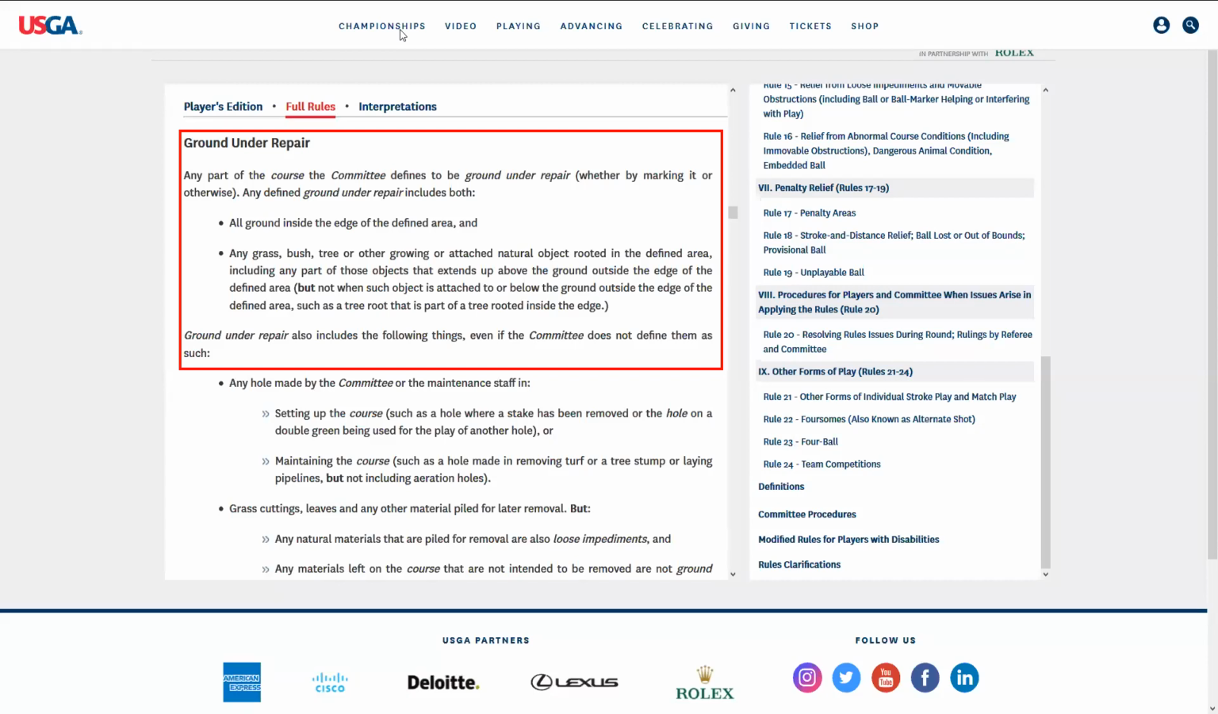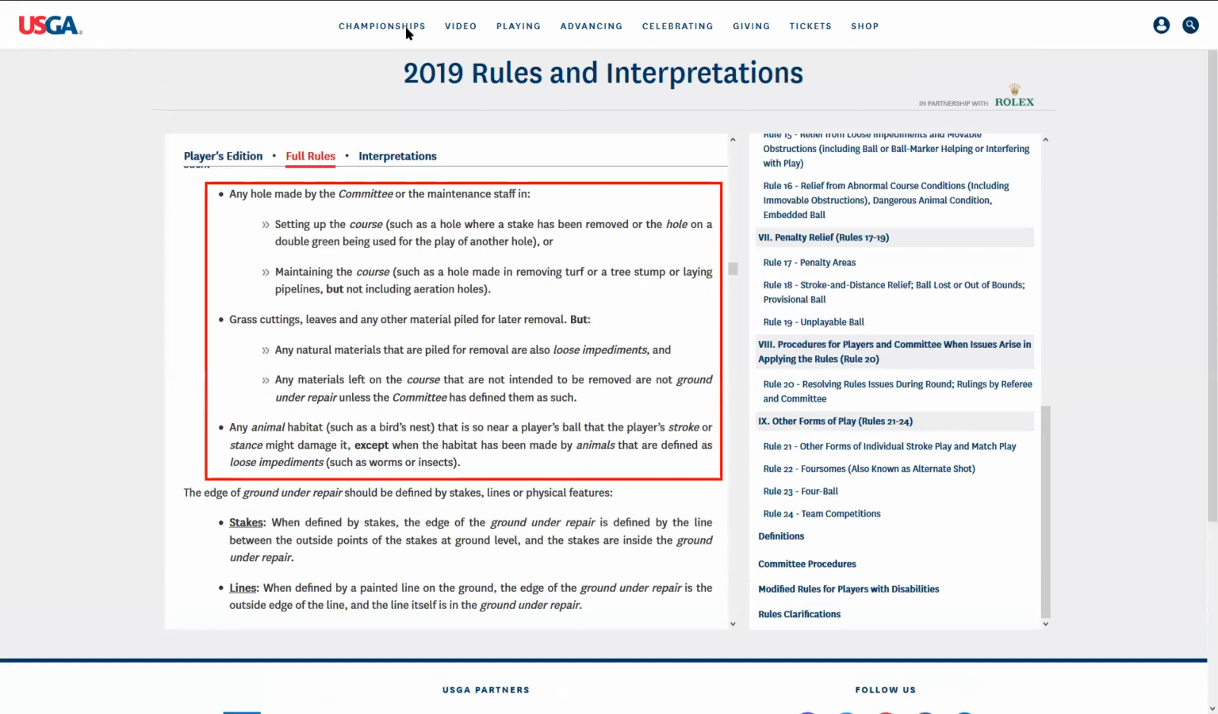Then there are three other types of ground under repair. Any hole made by the committee or the maintenance staff in setting up the course, such as holes where a stake has been removed or a hole on a double green being used for the play of another hole, or maintaining the course, such as a hole made in removing turf or tree stumps or laying pipe, but not including aeration holes. So aeration holes are not ground under repair.